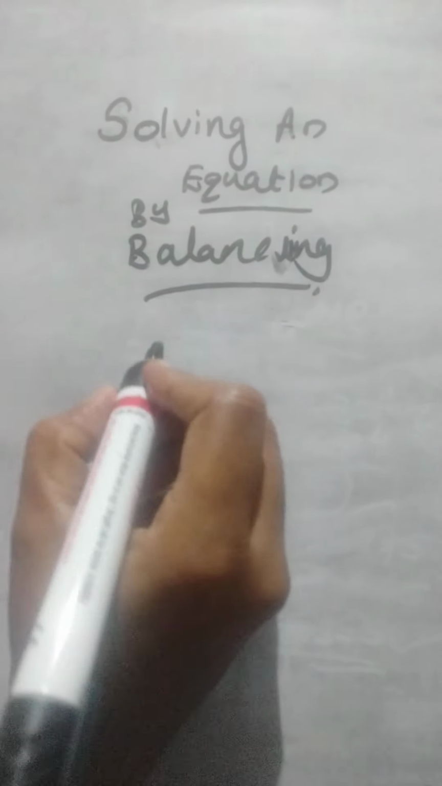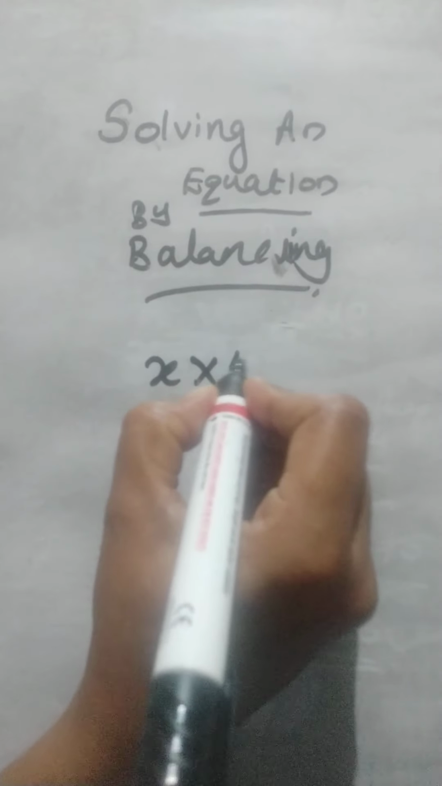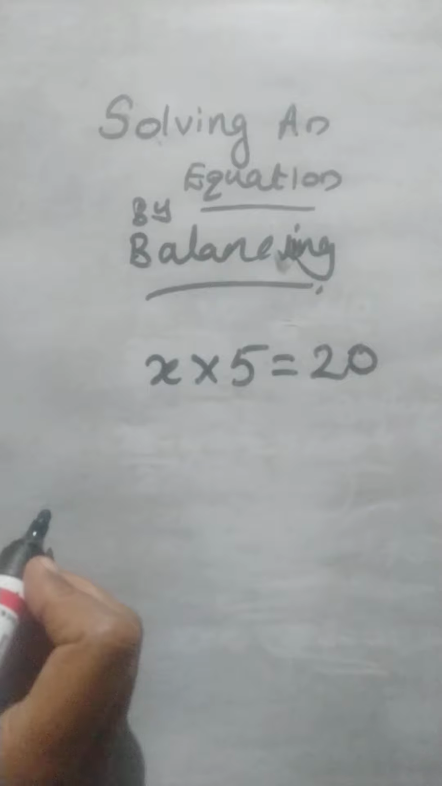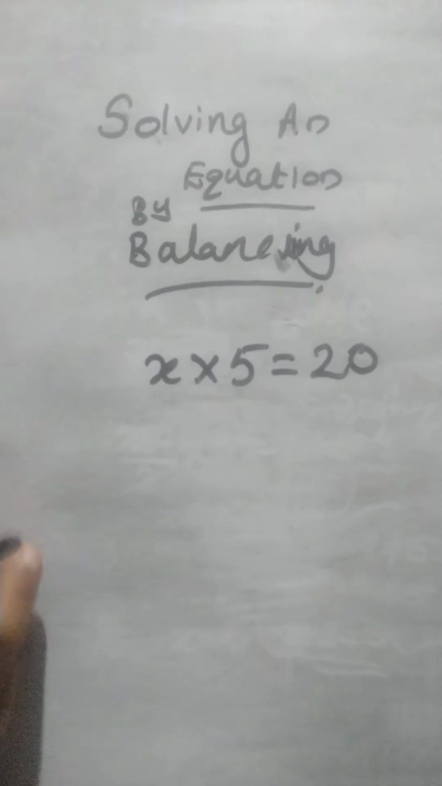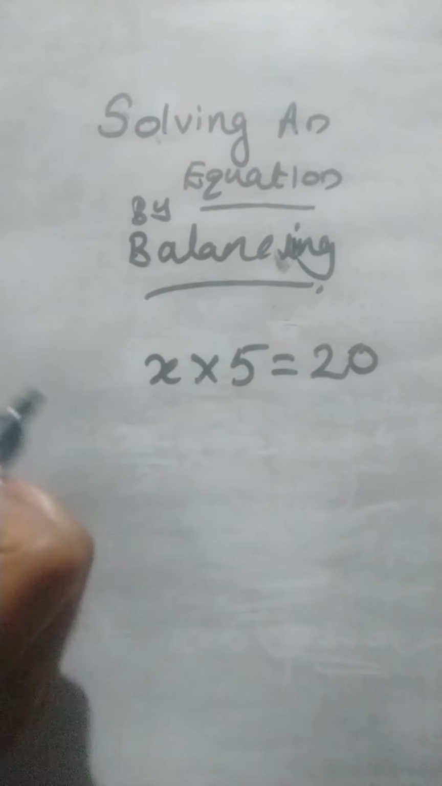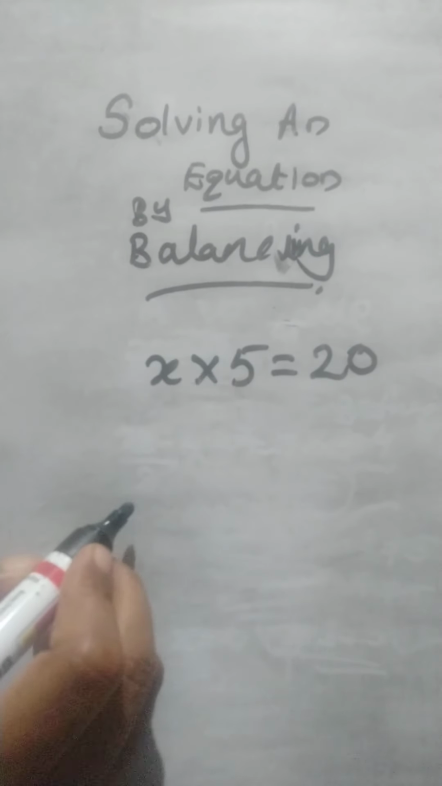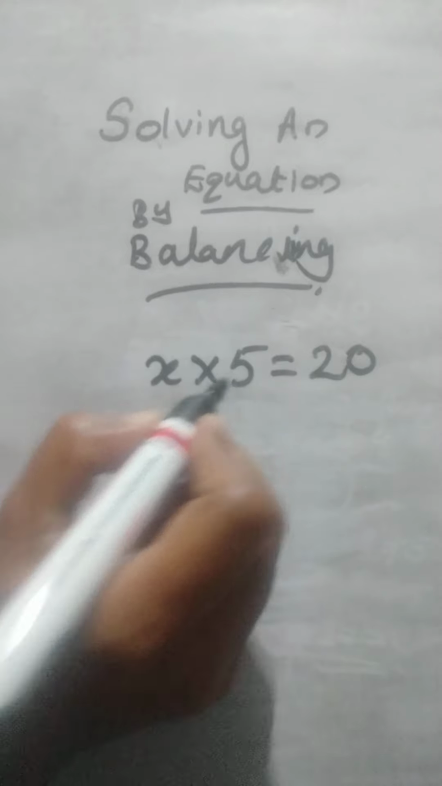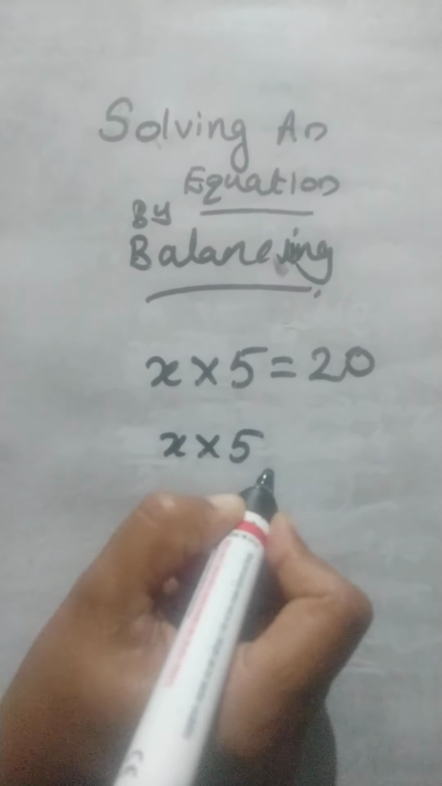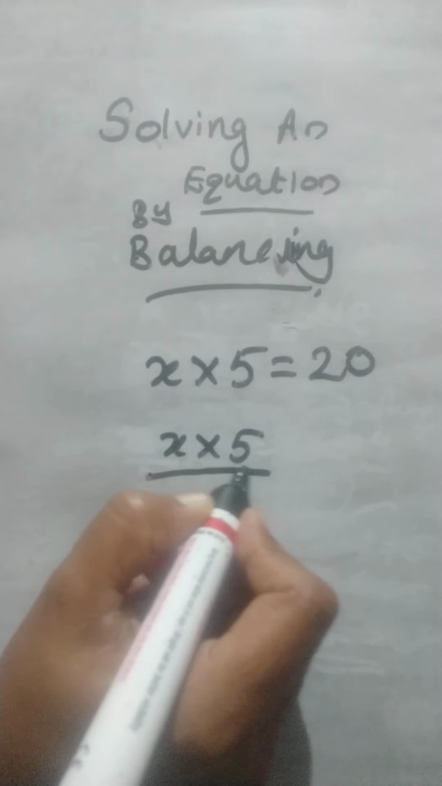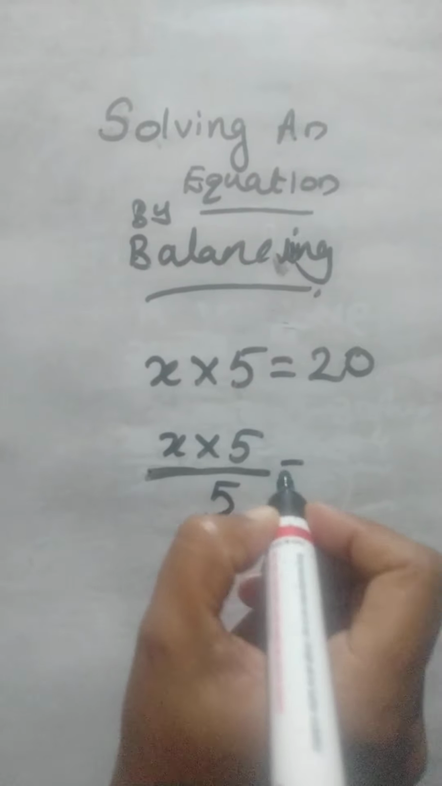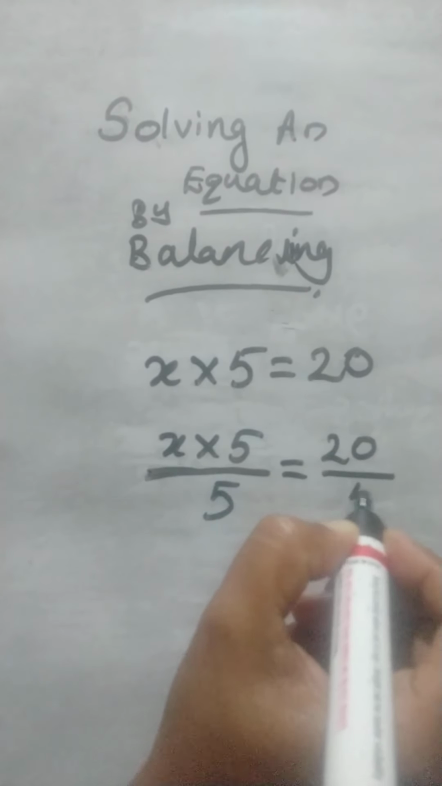Next, x times 5 is equal to 20. You know very clearly that it will be 4, but how can we find it out? Here we have multiplying by 5. The opposite of multiplication is division, so we have to divide the LHS part by the same number. So x times 5, divided by 5, written as a fraction, is equal to 20 over 5.